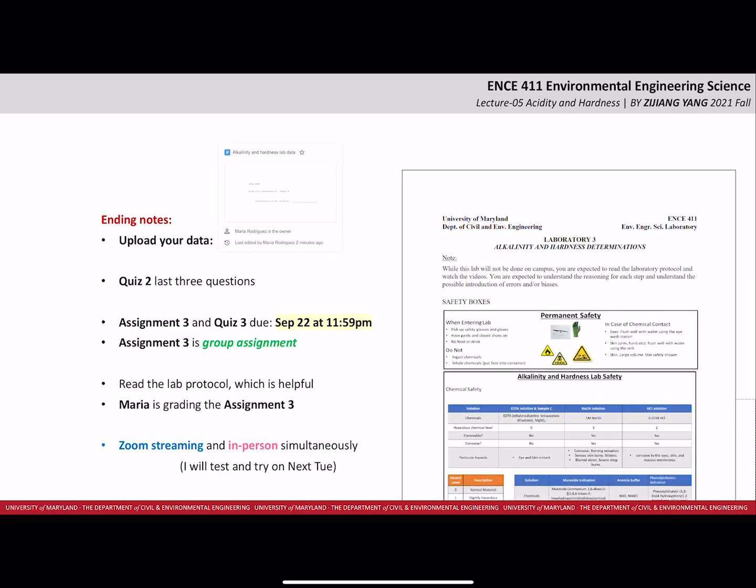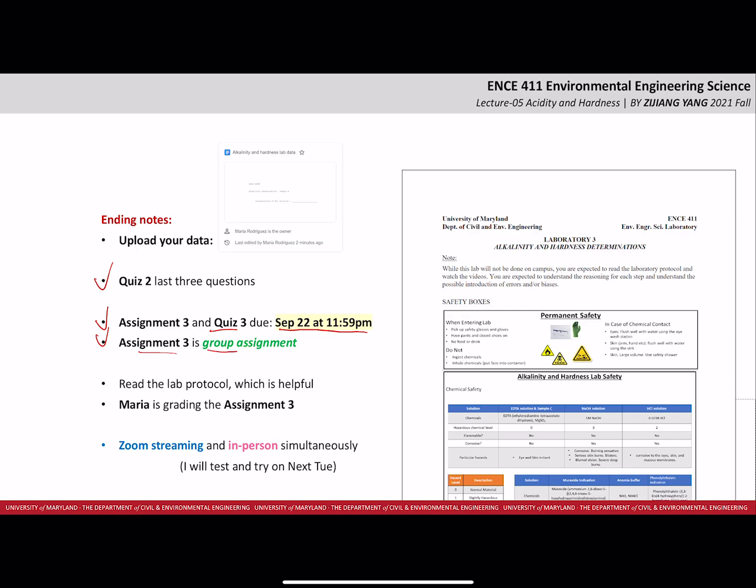And finally, here are some ending notes. I think yesterday we did the titration experiment, so please upload your data into the shared file. And for quiz 2, for the last 3 questions, some of you had the questions in a different order. So I have a plan. I posted it on the announcement. If you do not disagree with my plan, please send an email to me. We can discuss. And then assignment 3 and quiz 3 are due next Wednesday.